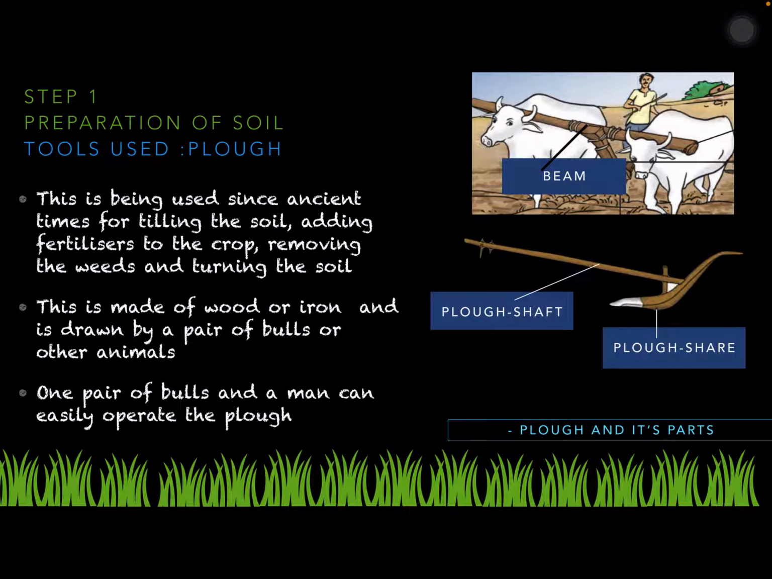This is being used since ancient times for tilling the soil, adding fertilizers to the crop, removing the weeds, and turning the soil. Plow is not only used for turning the soil, dear friends, it's also used for weeding. Weeds are unwanted plants that grow in the land. So, for clearing them also, we are using the plow. As already discussed, this is made of wood and iron. One pair of bulls and a man can easily operate the plow.